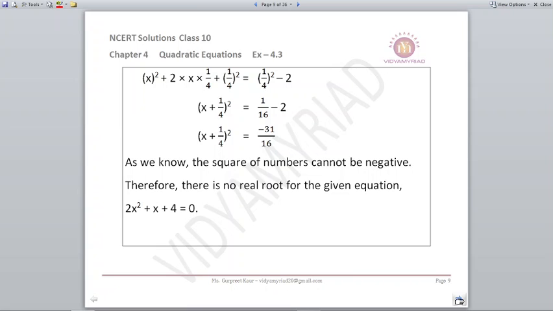So your left hand side represents the formula of a plus b the whole square. So it is written as x plus 1 upon 4 the whole square, which is equal to 1 upon 16 minus 2. On solving this, we get minus 31 upon 16. Now we already know that the square of a number cannot be negative, so we cannot find the real roots of the following equation.